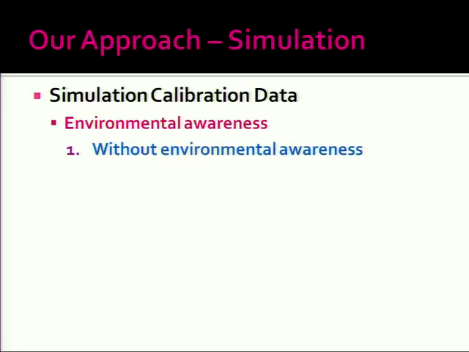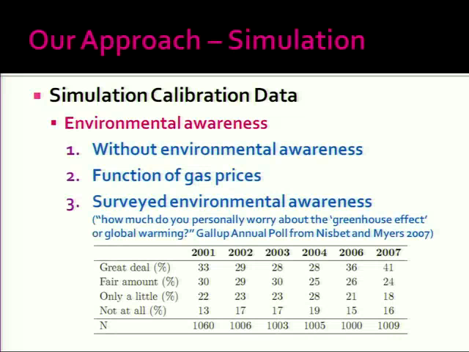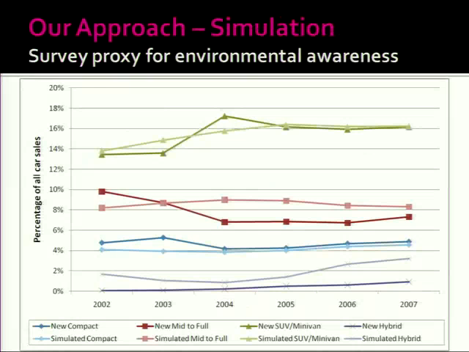So we tried it without environmental awareness, wasn't very close. We tried it as a function of gas prices, saying that if gas prices are higher, then maybe you get more utility from getting a hybrid car. And then we used some revealed or stated preference data on environmental awareness. And we finally found that this was the type of thing that actually modeled people's taste towards environmental awareness much better. So these are the results.